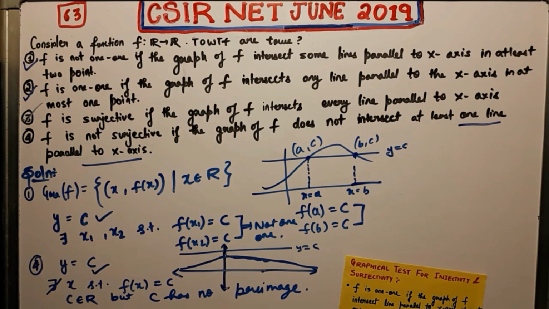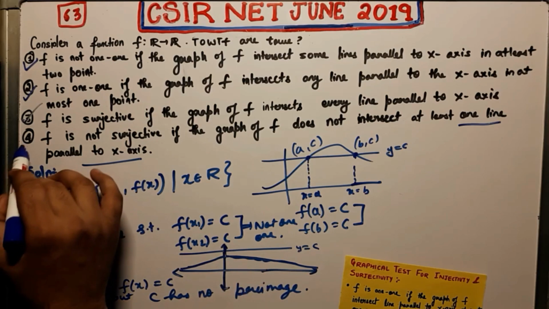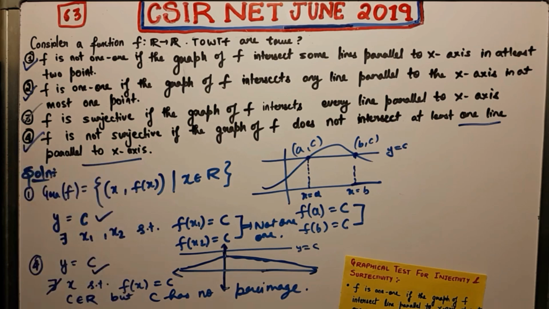So therefore it is not surjective. You can do it mathematically or graphically. So therefore your fourth option is also correct, because it says f is not surjective if the graph of f does not intersect at least one line parallel to the x-axis.